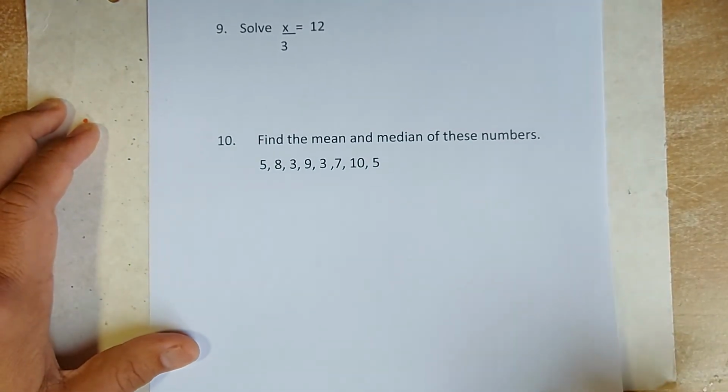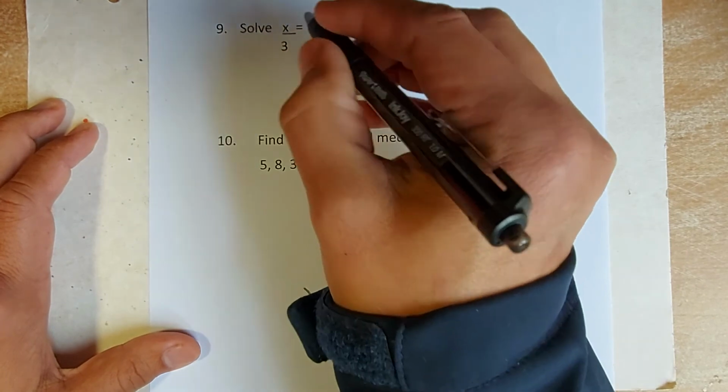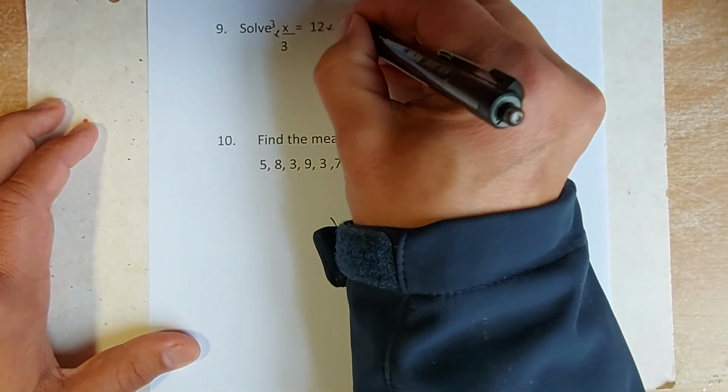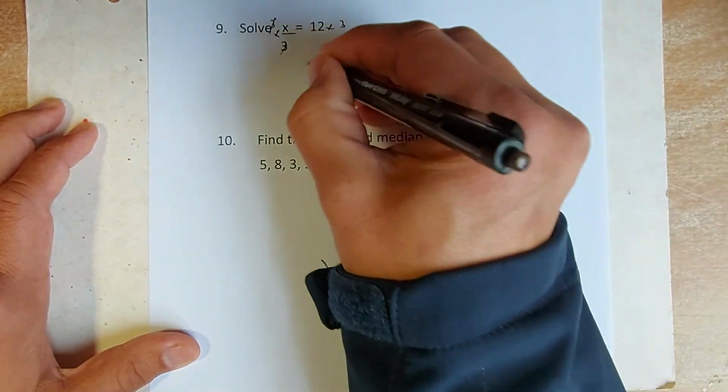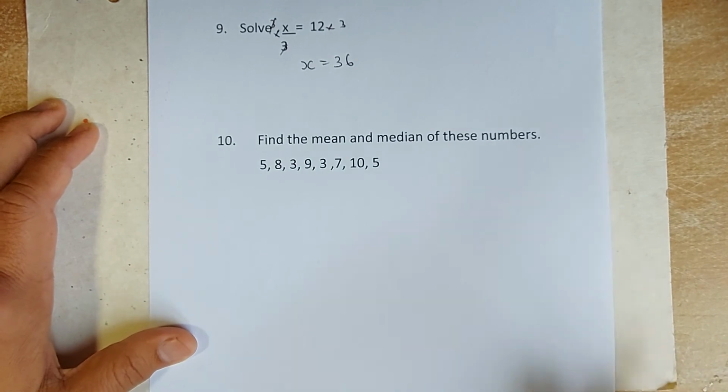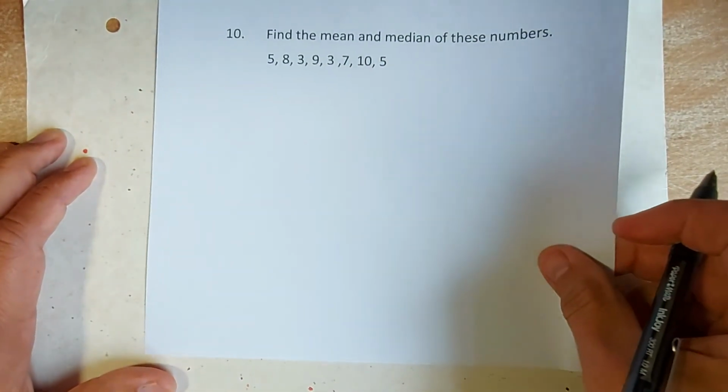Proceed now. x divided by 3 equals 12. To get rid of the 3, you multiply by 3 on the left. You must multiply by 3 on the right. The 3 will cancel out, so x equals 36. And the last one is some statistics.